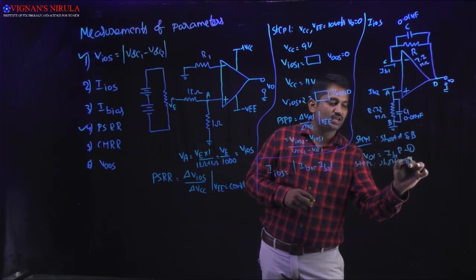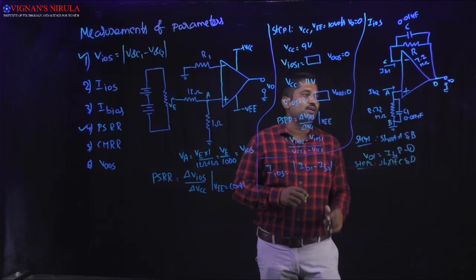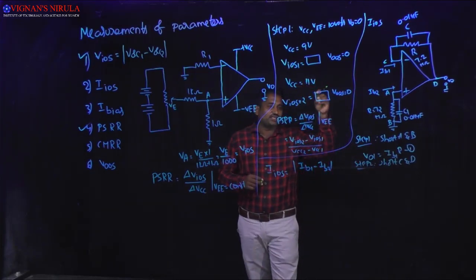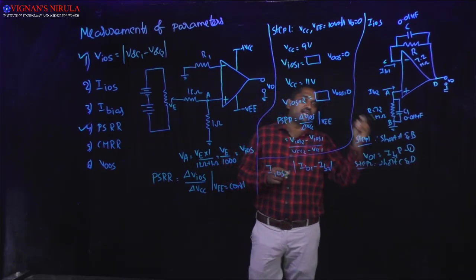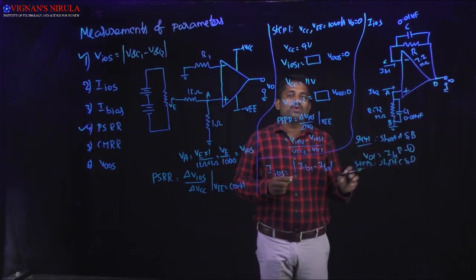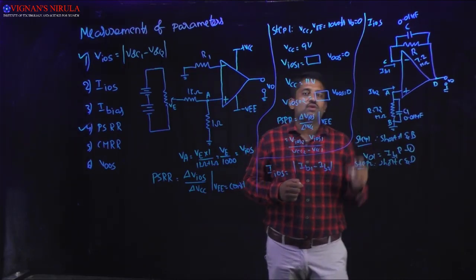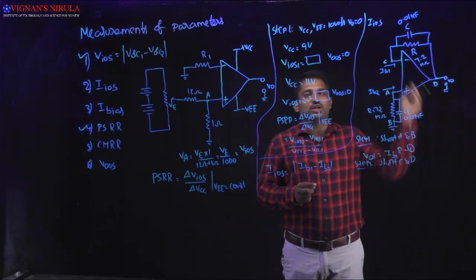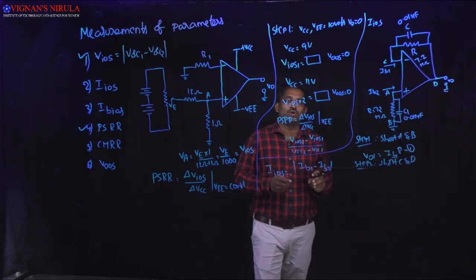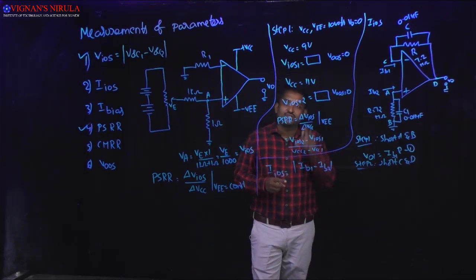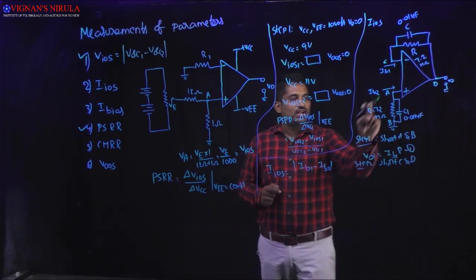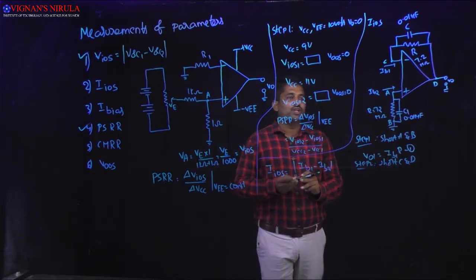Short C and D. If you short C and D, what happened? The potential at D will be equal to V0. So the potential at C is also equal to V0. Here I am assuming the potential at D will be V02. So the potential at C is also equal to V02. Due to the virtual ground concept, the potential at A is also equal to V02.